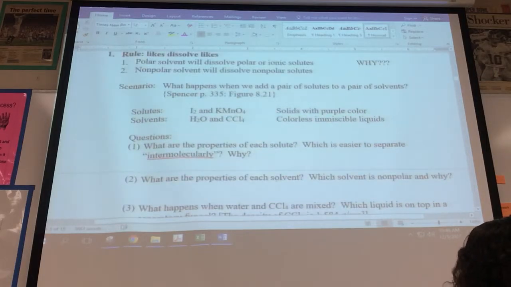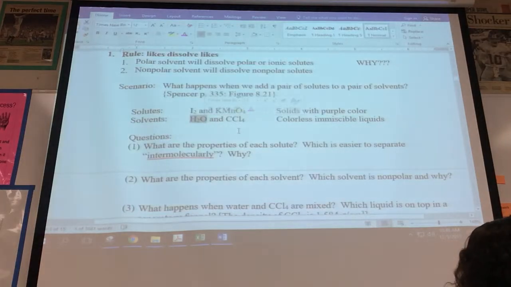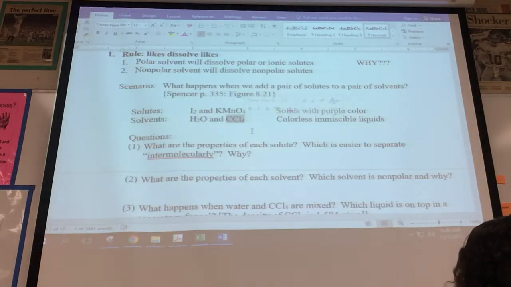What are the properties of each solvent? Which solvent is nonpolar and why? So in regard to our solvents, they're both colorless. Water is a polar covalent molecule with LDFs, dipole-dipoles, and hydrogen bonding capability. Carbon tetrachloride is a nonpolar covalent molecule. We talked about the why already. Its dipoles cancel due to the molecule being perfectly symmetrical. And so this has LDFs only.